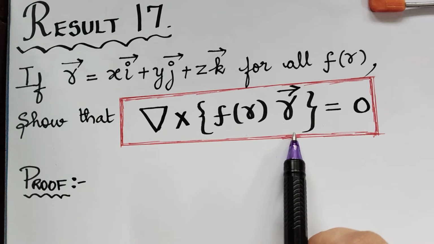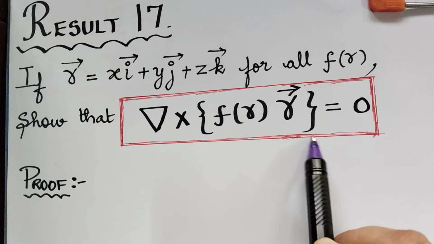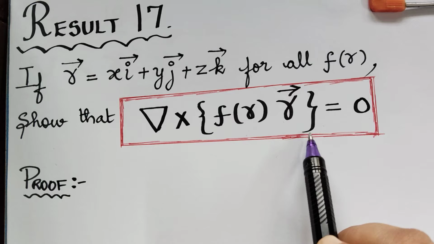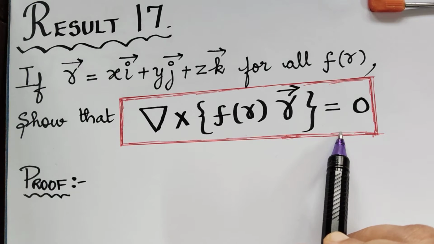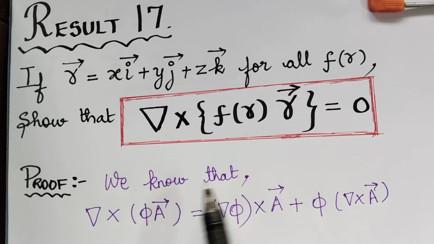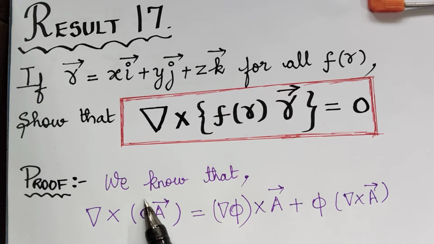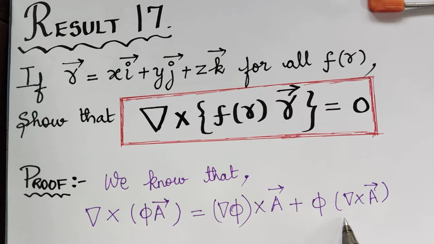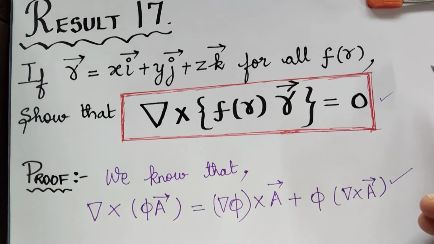To prove this result, we are going to make use of a vector identity which we have learnt previously. So this is the identity that we are going to make use of. We know that nabla cross a scalar point function multiplied with a vector point function is given by nabla phi cross a vector plus phi multiplied with nabla cross a vector. So this vector identity we are going to make use of in order to prove this result.